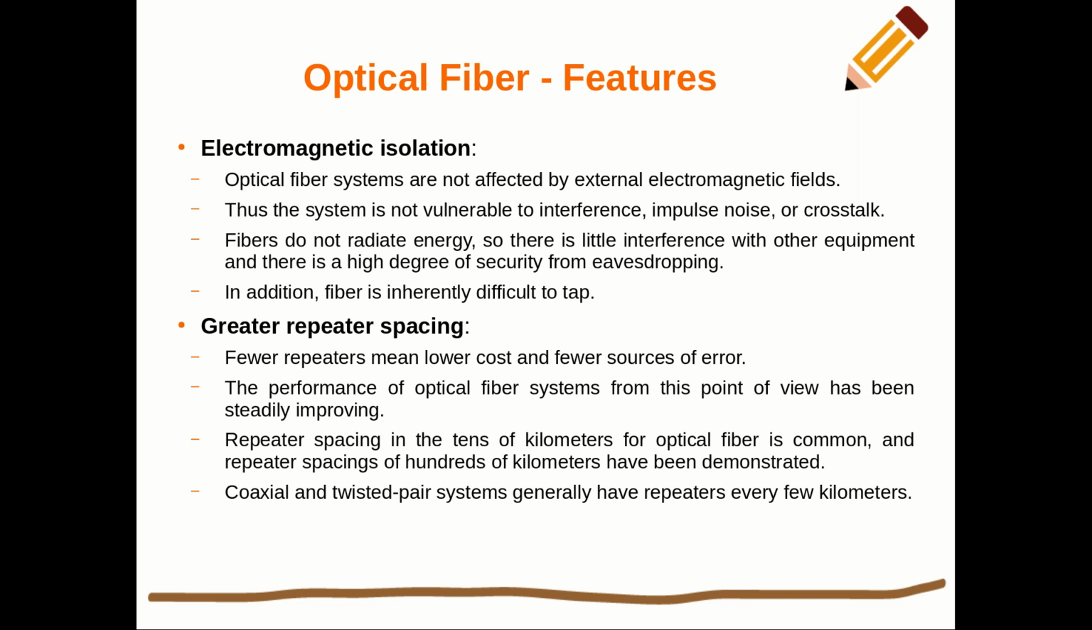particularly in the repeater spacing. Repeater spacing in a fiber optic is typically in the tens of kilometers. That is common, and repeater spacings of hundreds of kilometers have been demonstrated. These things are taken from the textbook, so demonstrated in the sense that right now it is already there. Okay, because the textbook may be of some older version. Coaxial and twisted pair systems generally have repeaters at very low distances, a few kilometers, compared to the optical fiber.